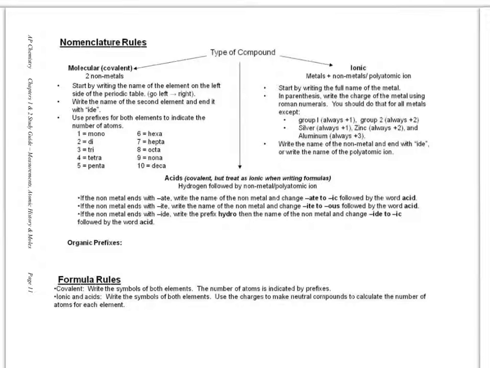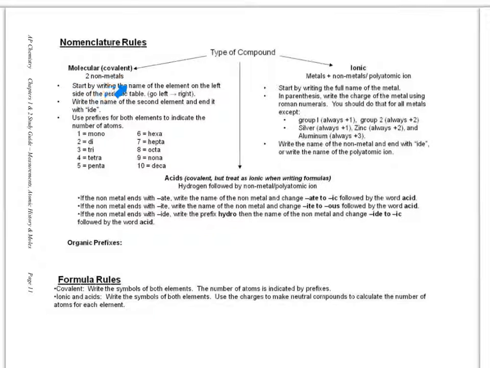IUPAC stands for International Union of Pure and Applied Chemistry. That's a system for how we name things. We separate compounds, or at least binary compounds, into molecular and ionic, and then acids. If it's molecular, that means it's covalently bonded, and you can tell because you have two nonmetals bonded together.